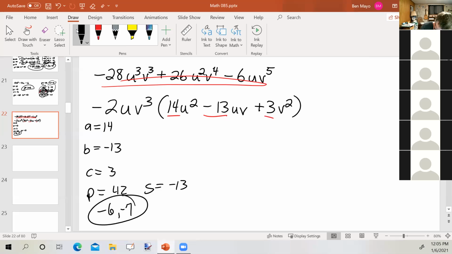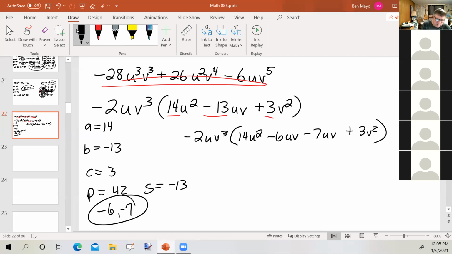So now I've got -2 u v cubed times 14 u squared minus 6 u v minus 7 u v plus 3 v squared. One of the biggest mistakes students make is they forget to bring down that greatest common factor. At the bottom of the problem, everything has to be there, so if you multiplied it all back together, you'd get what you started with. So don't let this go by the wayside.